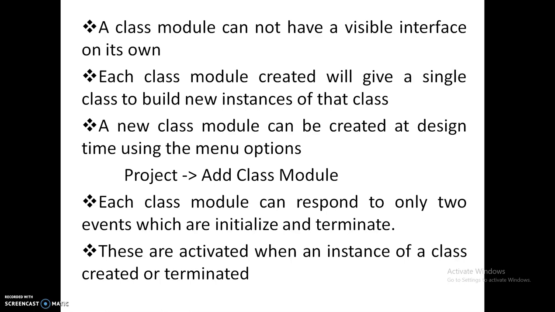A new class module can be created at design time using the menu options Project, and from there we have to select Add Class Module. Each class module can respond to only two events, which are Initialize and Terminate. When a class module is used for creating an object, the Initialize event is activated. Then when it is being terminated, the Terminate event will be triggered.